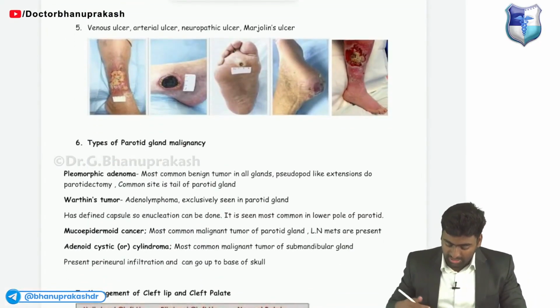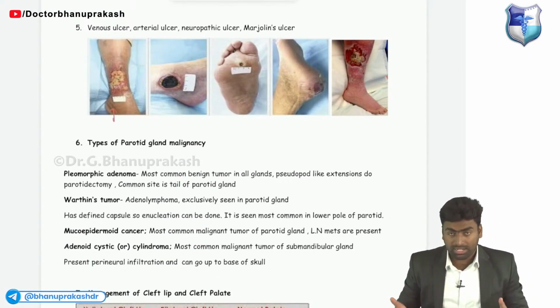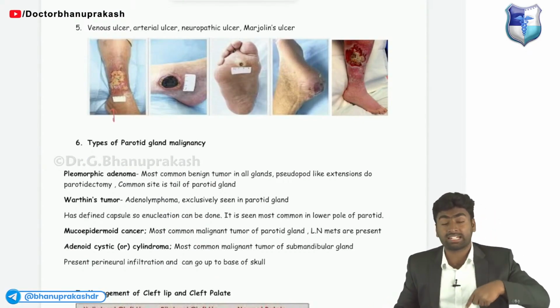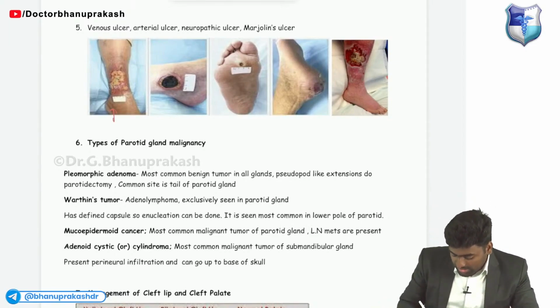We'll move on to the next part. If you see the ulcers, this one is without any blood, around the gaiter area, where the most common venous ulcers occur. So this is a venous ulcer. And if you see this type of necrotic base, this is an arterial ulcer.